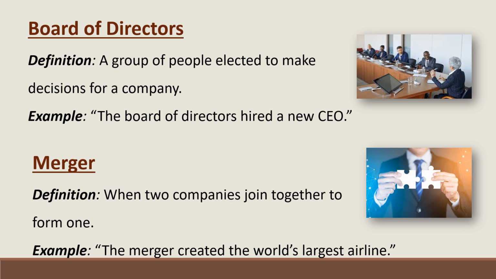Next, we have board of directors. This is a group of people elected to make decisions for a company. Example: the board of directors hired a new CEO. Finally, in this group, we have merger. A merger is when two companies join together to form one. For example, the merger created the world's largest airline.